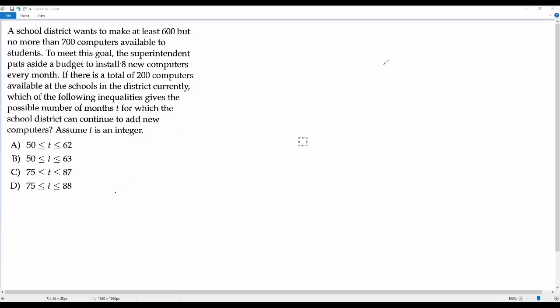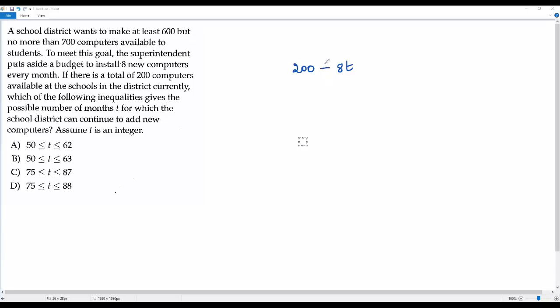Okay, so what we need to do is, here already there are 200 computers in the school, and they purchase 8 new computers every month for the next T number of months. So 8 new computers are bought in 1 month. Then the total number of computers bought in T months will be 8 times T. So already there are 200 computers, and the number of computers bought after T months will be 8T.